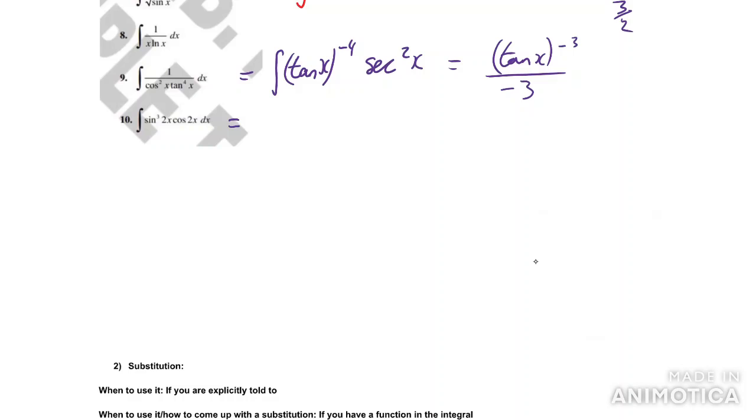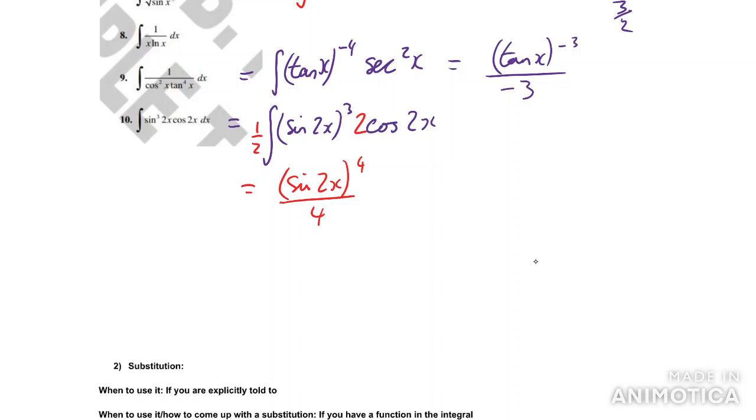And finally, the integral, writing this in the correct form, sine 2x cubed cos 2x. Well, sine 2x differentiates into 2 cos 2x. So I want half of 2 cos 2x. Then it's exactly the right form. And this will be sine 2x to the 4 over 4. And I've also got a half out front.